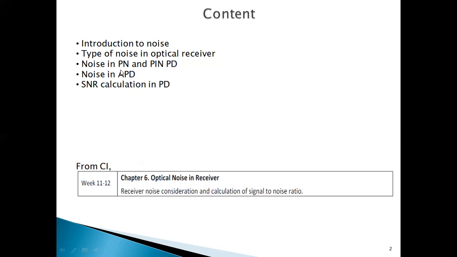So basically, our lectures for today will end at this topic. Part 2 of lecture 10 will be continued later, on the topic of noise in avalanche photodiode. Subsequently, you're going to see the calculation of the signal to noise ratio for these photodiodes. So basically, this will be the content of our lectures. We're going to compare this with the CI that we have. From the CI, it's very simple. It states the receiver noise consideration and calculation of signal to noise ratio. Those are the topics in general that have been stated in the course information. All right, so let's continue further.